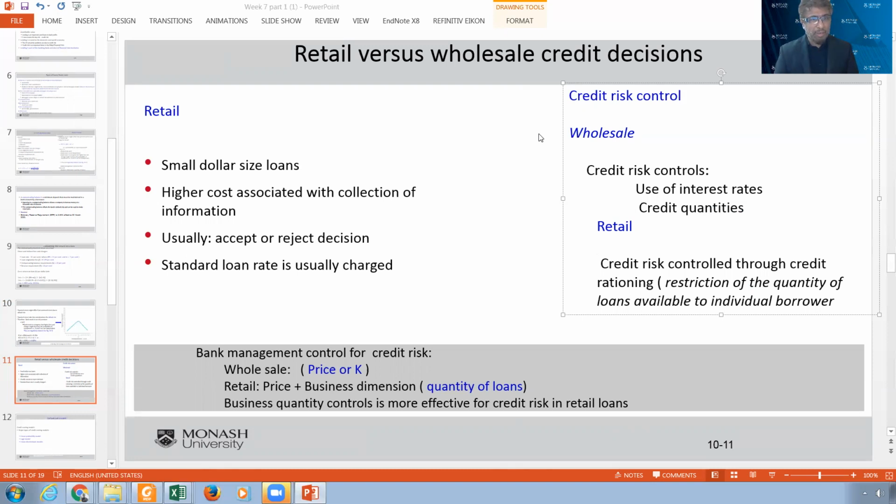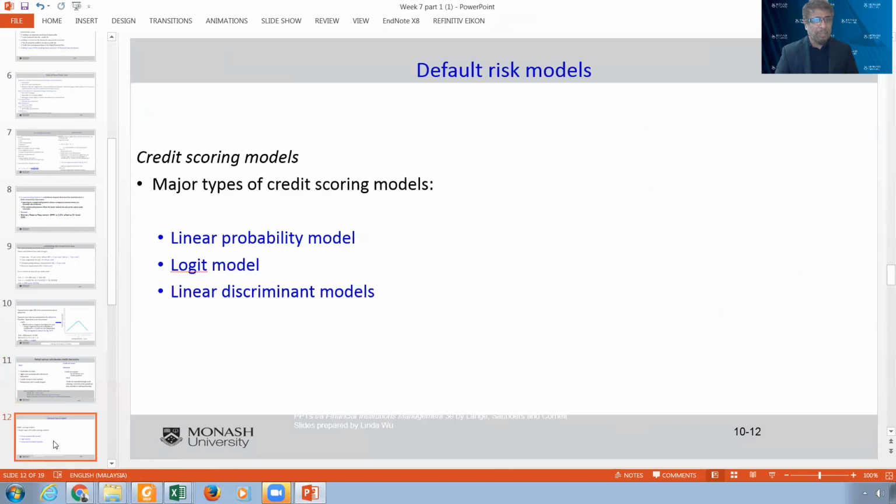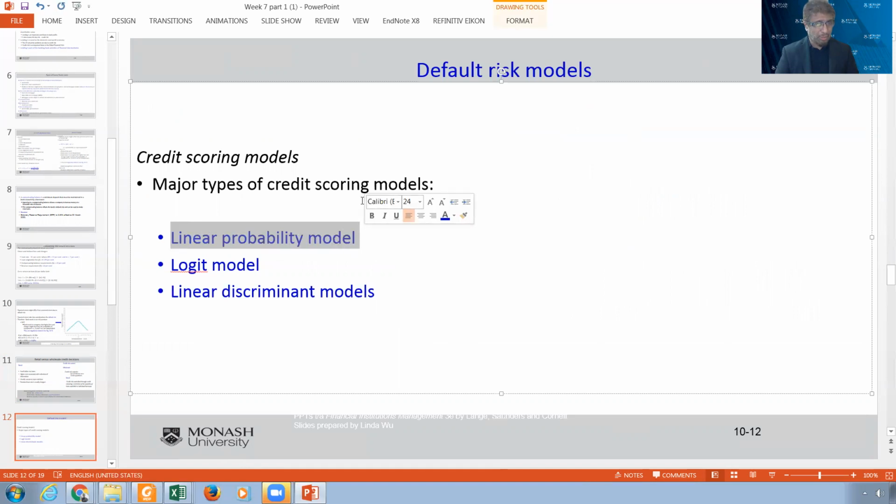And therefore, we use with them only the credit quantities. So we give a retailer a loan, and then we don't increase the quantity of loans. And this is a way to control credit risk with these two types. That's the whole thing in this slide. Now, let me come to the models. We have three models. The linear probability model, and these are all credit scoring models.